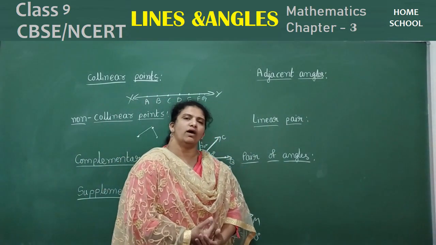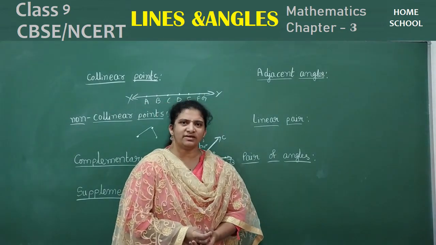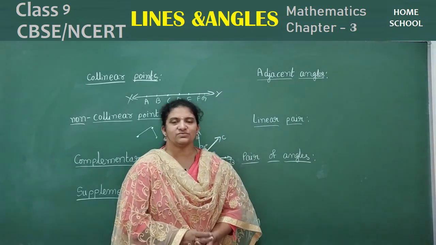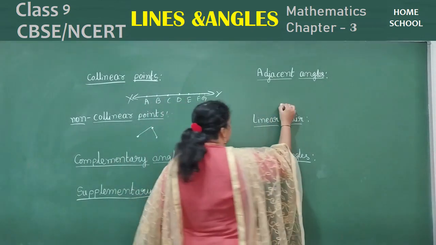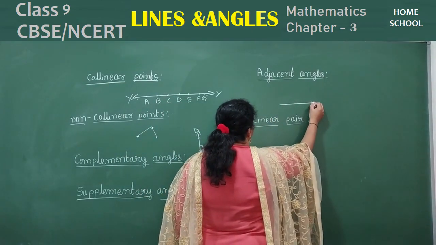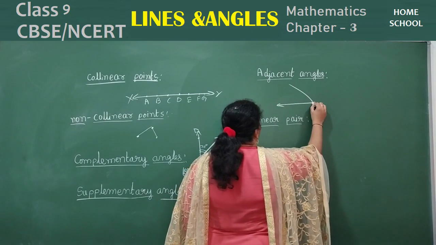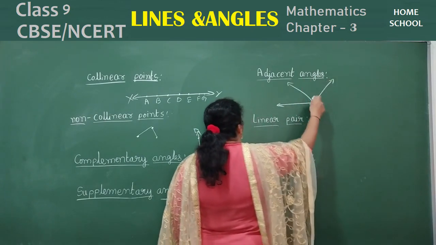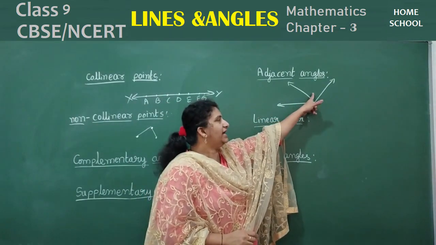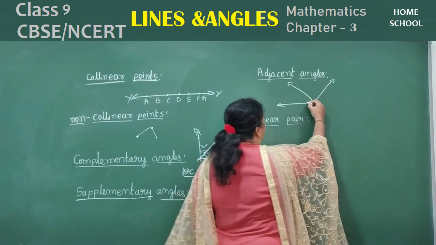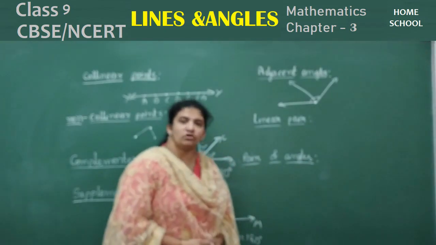Adjacent angles. What are adjacent angles here, children? Side by side angles. Okay, what are side by side angles? The two angles which have only one common arm in between. Suppose this is a point, this is one angle, right? Another angle is like this. Which type of angle is it? It's not acute. More than 90. So this type of angle is called an obtuse angle.